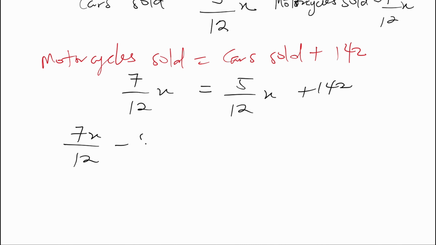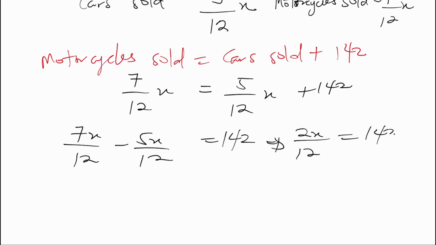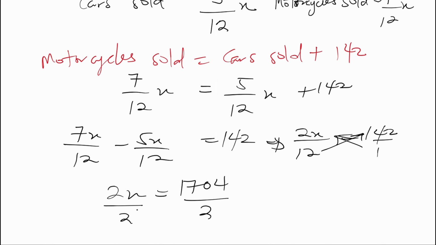Now we can group like terms, and when we do, we get 7x/12 minus 5x/12 is equal to 142. Now 7x/12 minus 5x/12 will give us 2x/12, and this is equal to 142. Now when we cross multiply, we have 2x equal to 12 times 142. We have 1704. Now to find x, we divide both sides by 2. 2 cancels 2. We have x is equal to 852.